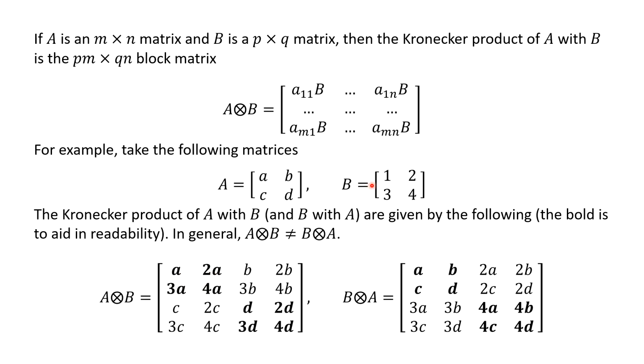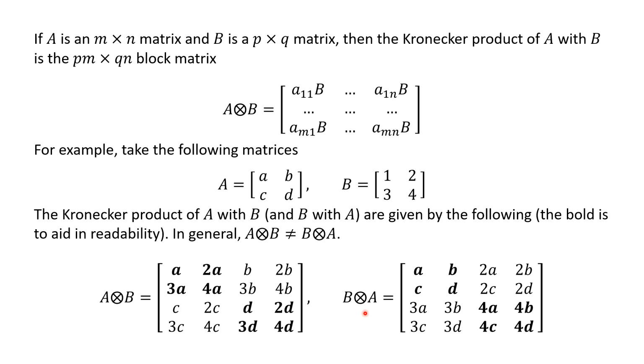So we get a times 1, a times 2, a times 3, a times 4. Then we have b times matrix B. We get this here. Then c times this. We get this down here. And then d finally times B, and we get this. The bold is just so you can see the different inputs from A times B.